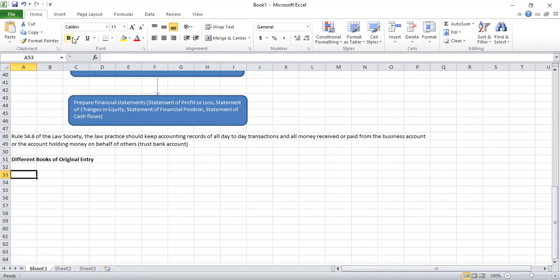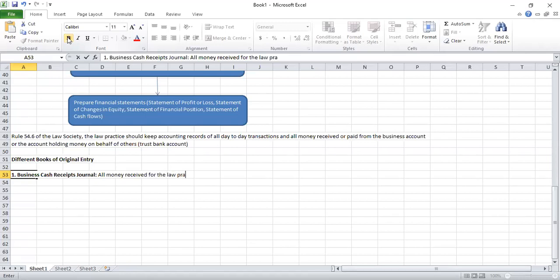Right. So we're going to have the following journals. One, business cash receipts journal. Right. So this one, all money received on behalf of the law practice. So now it is their money. So we should know that it does not include amounts received on behalf of others.